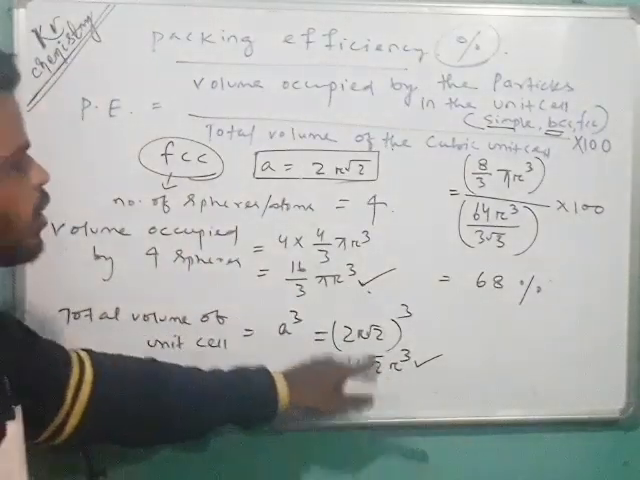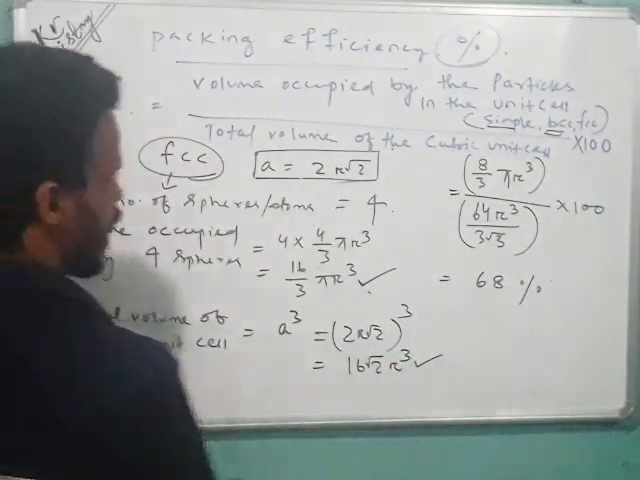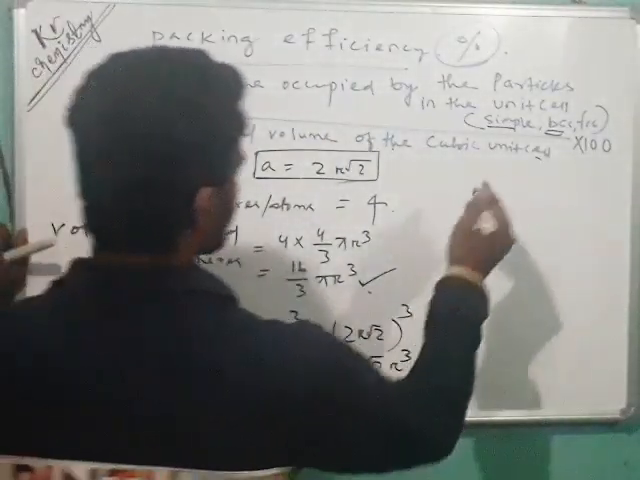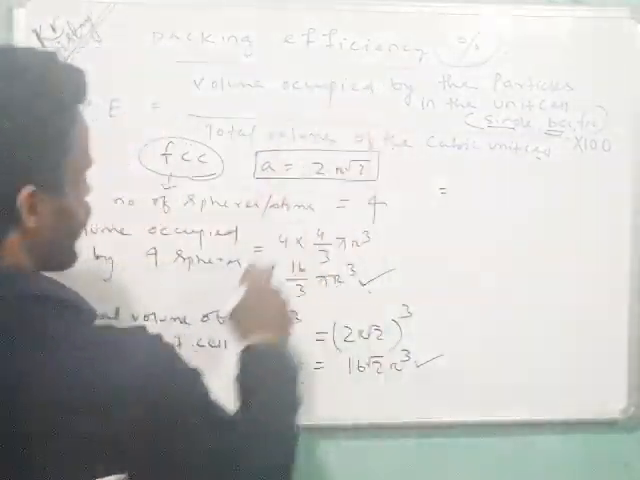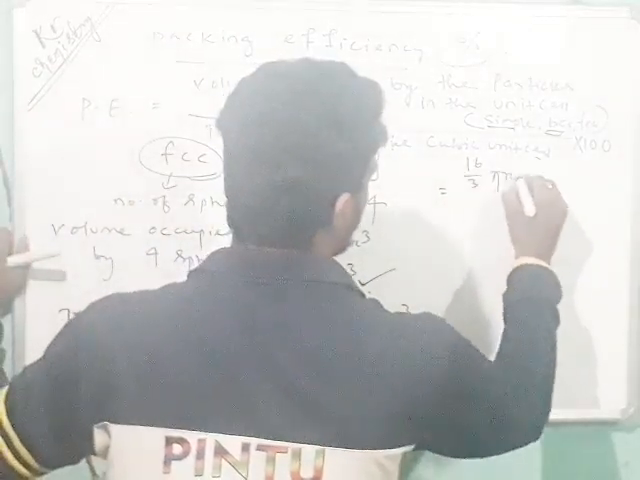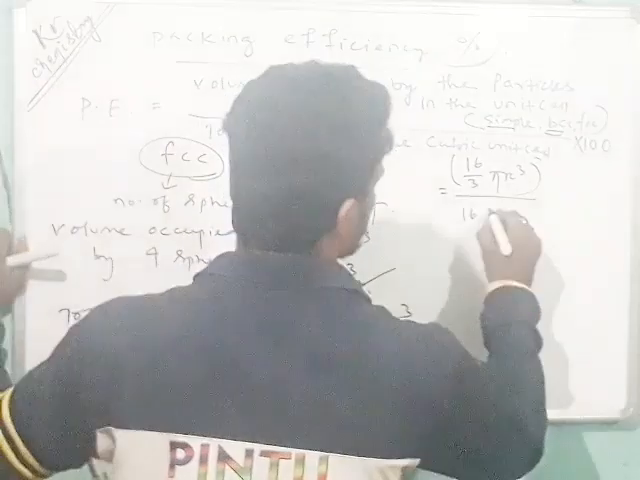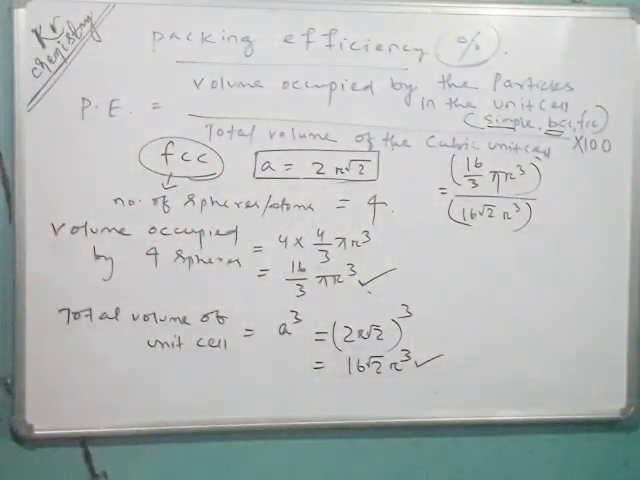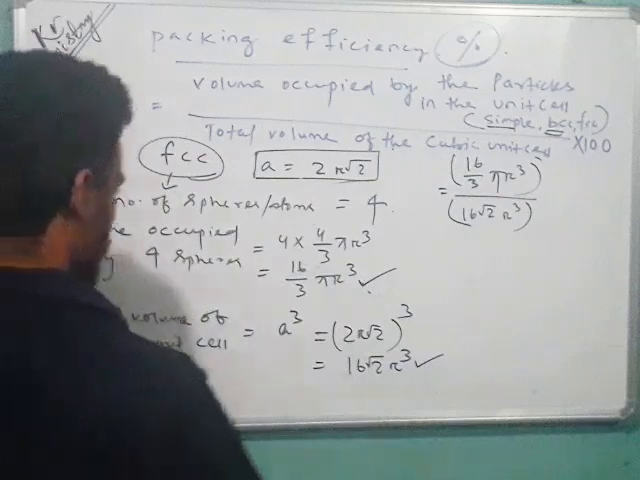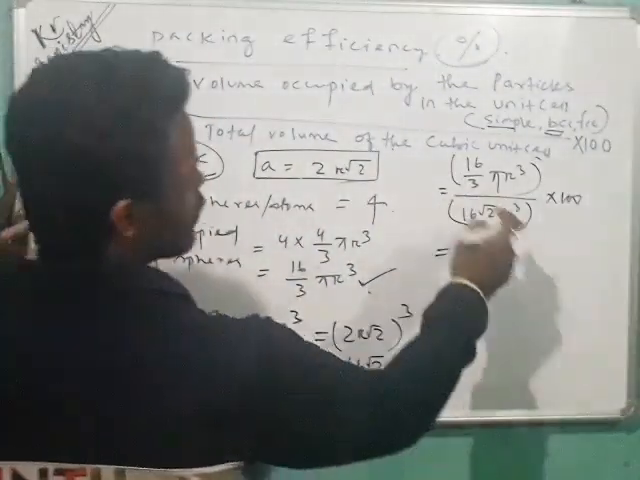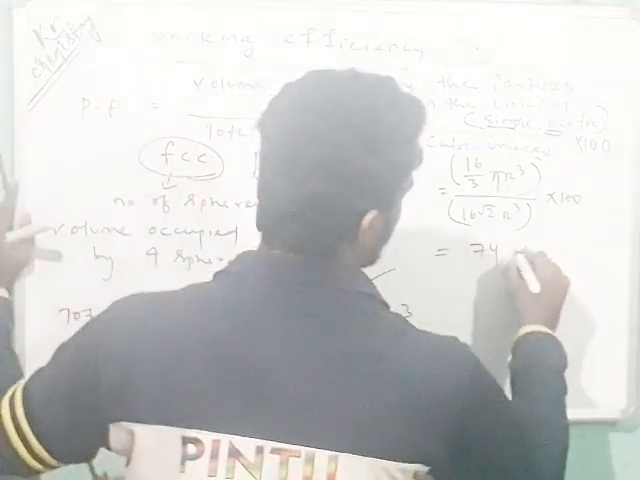Put these two values in the packing efficiency formula: the volume occupied by 4 spheres, that is 16 by 3 pi r cube, divided by 16 root 2 r cube, into 100. If we calculate these values, this value is 74%.